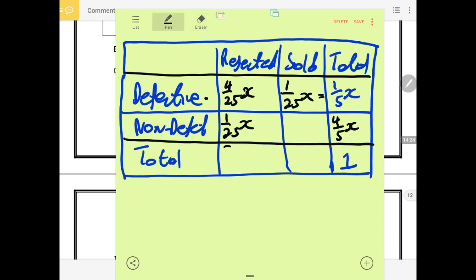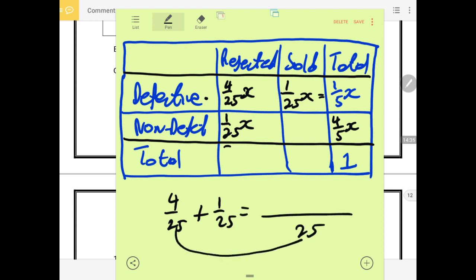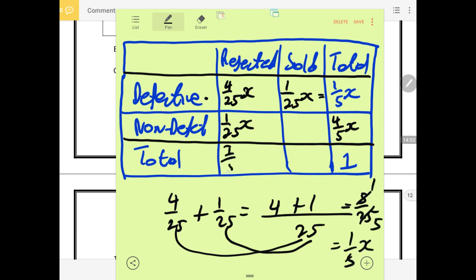Just wait. This is 4/25 plus 1/25, which is equal to, the lowest common denominator is 25. 25 goes to 25 once. 1 times 4 is 4. 25 to 25 once, 1 times 1 is 1, which is 5/25. 5 goes to 5 once, to 25 five times. The answer is 1/5X. So that is where the 1/5X is coming from.